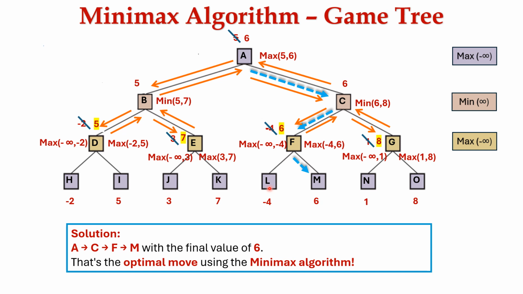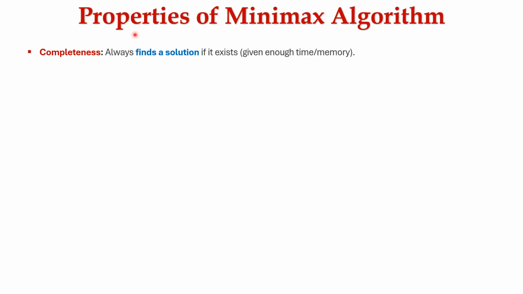So hope you are clear in Minimax algorithm with this example problem. Let's check out the properties of Minimax algorithm. Yes, it is completeness. That is, always it finds a solution if it exists, given enough time and memory. Next, optimality.